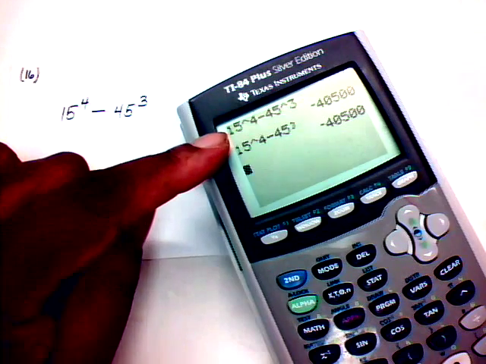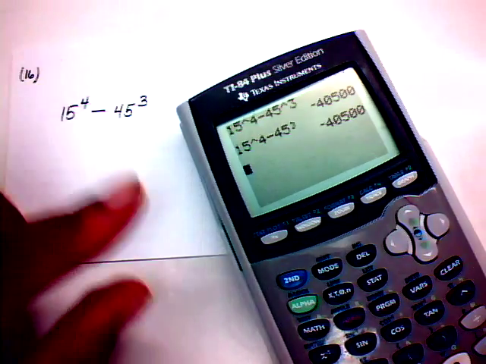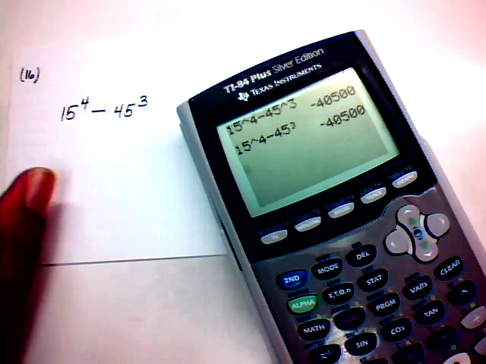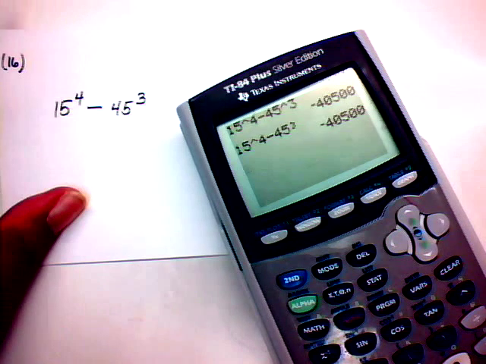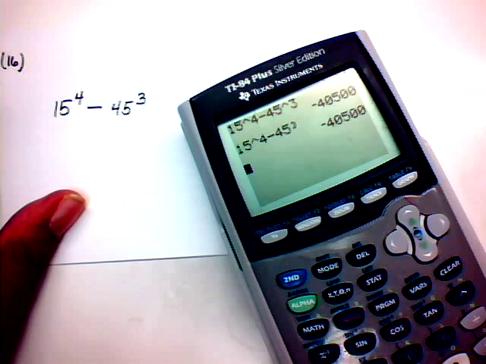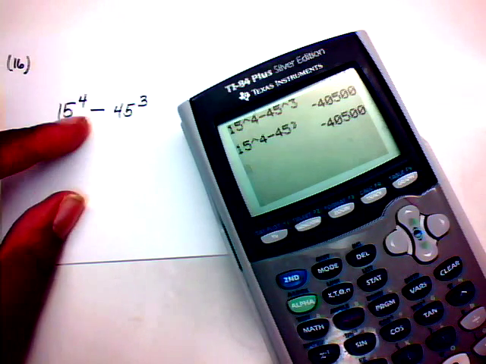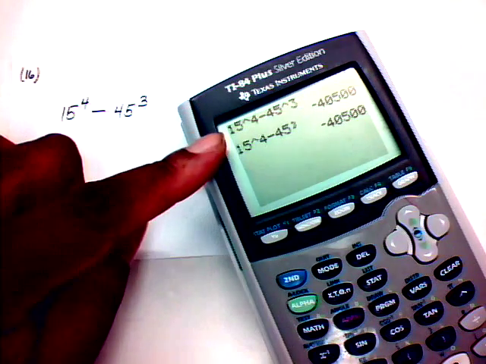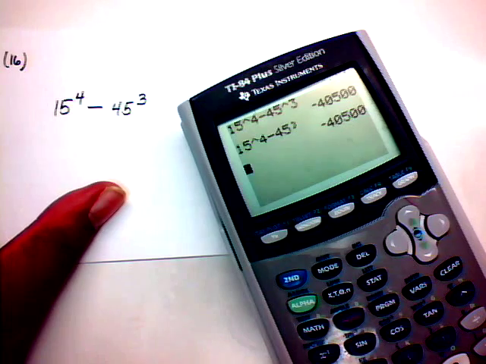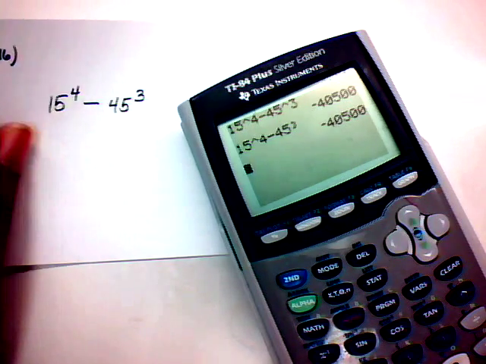Okay, so you can do it either this way by using the caret key, or you can do this by pressing the math key and then selecting number 3 for the exponent of 3. So there's a couple of ways that you can enter a number raised to the third power. But anything bigger than 3, then you must use the caret key. Like for the 15 to the 4th, I had to use the caret key. And then type in that number.